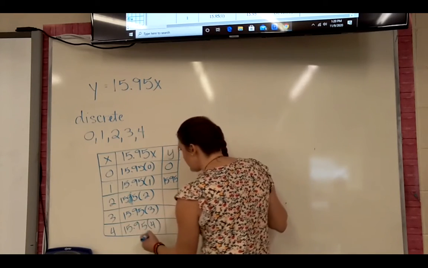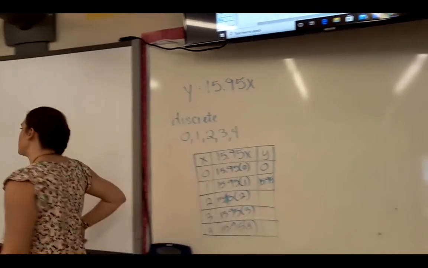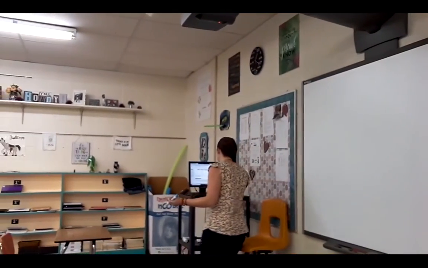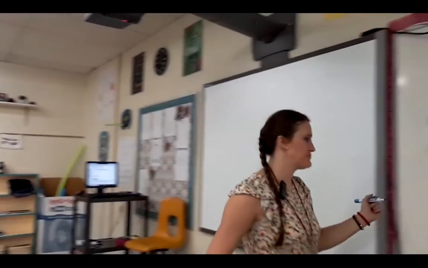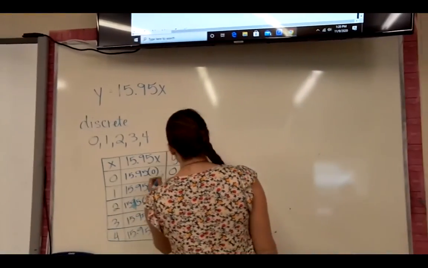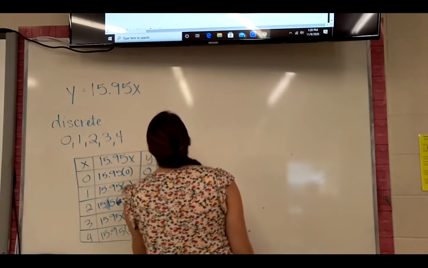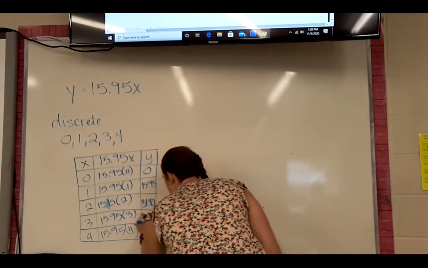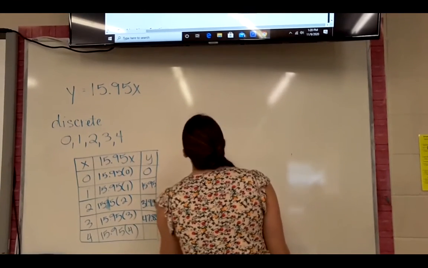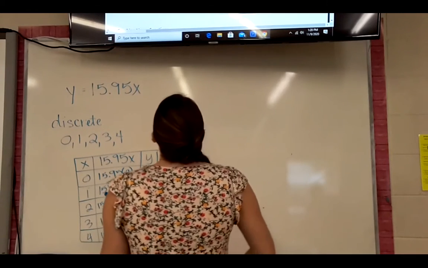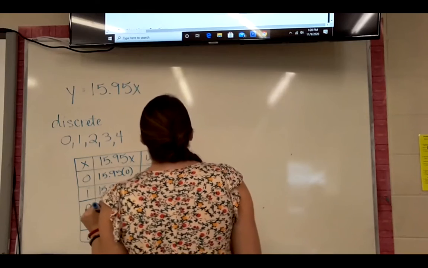For the sake of time, I'm just going to copy down the numbers. So 2 would be 31.90. 3 is 47.85. And 4 tickets would be 63.80.